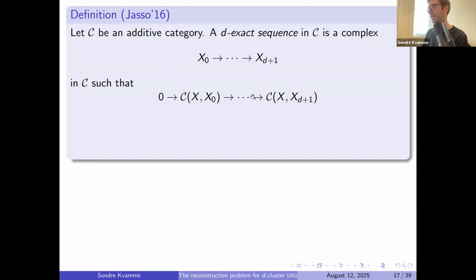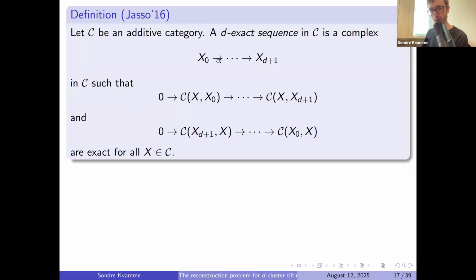So the morphism from Hom(C, X_d) to Hom(C, X_{d+1}) is not necessarily an epimorphism, but you have exactness everywhere else. And then also when applying the contravariant Hom functor, you get exactness everywhere except you might not have an epimorphism at the end. So this should of course hold for any object in C. So if D is equal to 1, then this first condition is just saying that the morphism x0 to x1 is the kernel of the morphism from x1 to x2. The second condition is just saying that the morphism from x1 to x2 is a co-kernel of the morphism from x0 to x1.